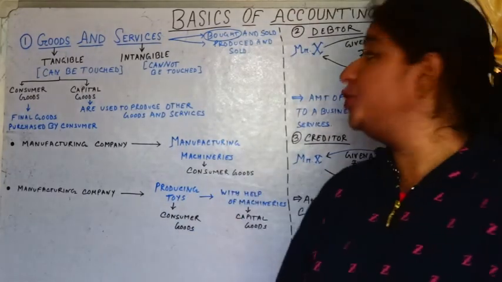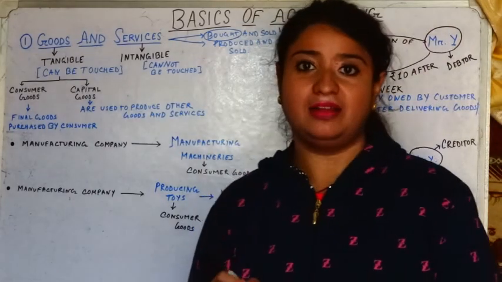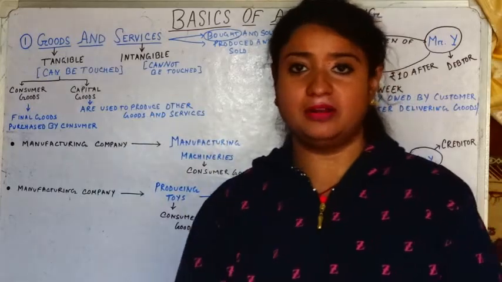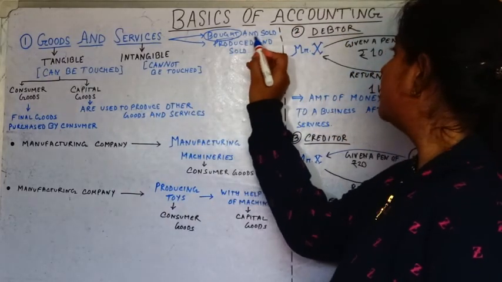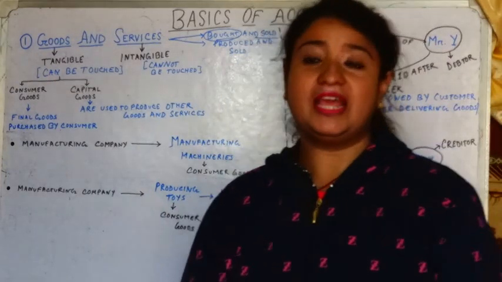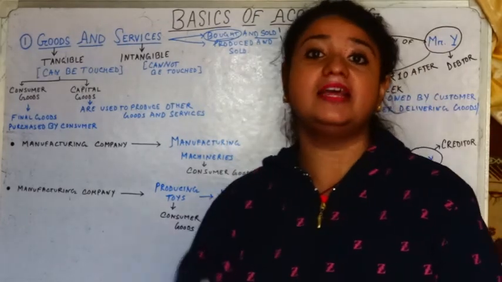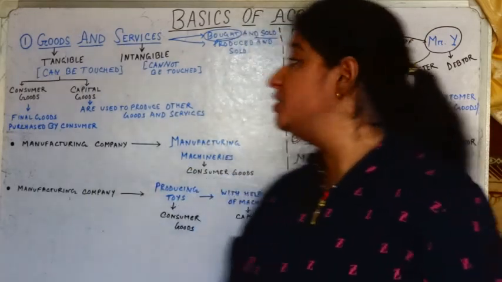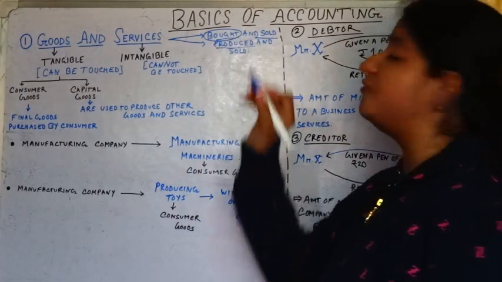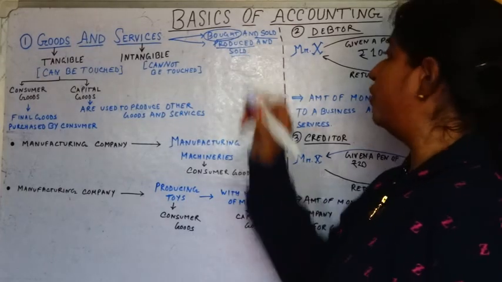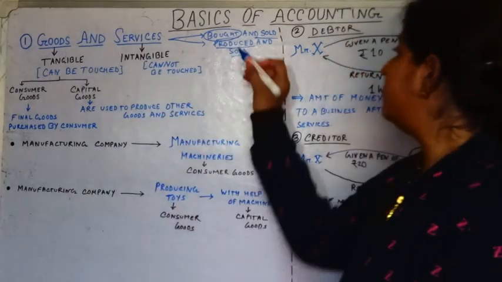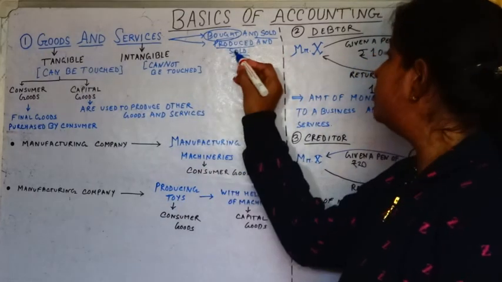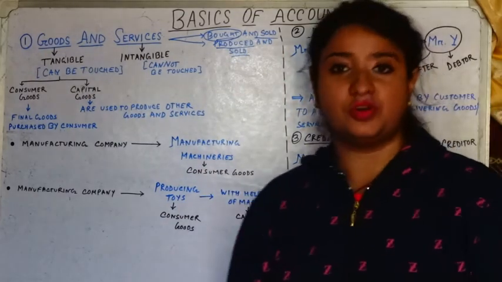So what can they do? Either they can purchase the pen from other companies and directly sell it to the consumer. So purchase and sold. Or they can produce the pen in their own factory and sell those pens to the consumer. So it can be produced in the factory and that can be sold. So one is it can be bought or purchased and sold. Another is it can be produced in the company and then sold.